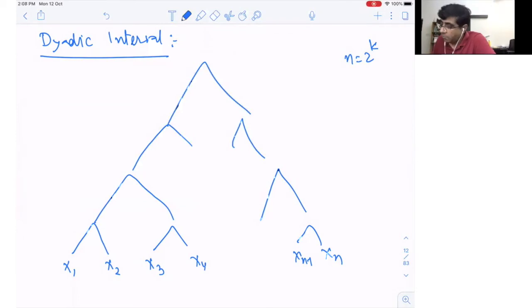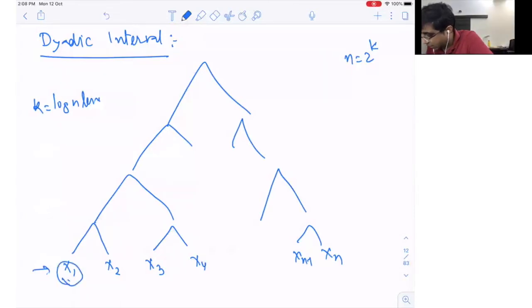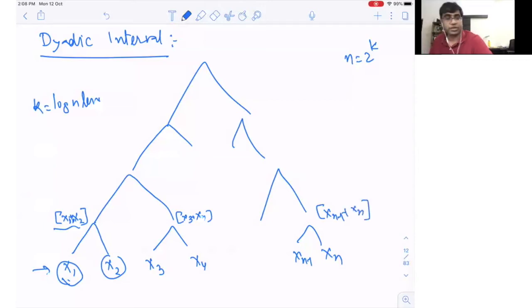So how many levels will we have? This is a complete binary tree, so we will have k, that is log n, levels. At the bottom, we will have singletons. At the next level, my objects are x1 plus x2 as one object, x3 plus x4 as one object, and xn minus 1 plus xn as one object.